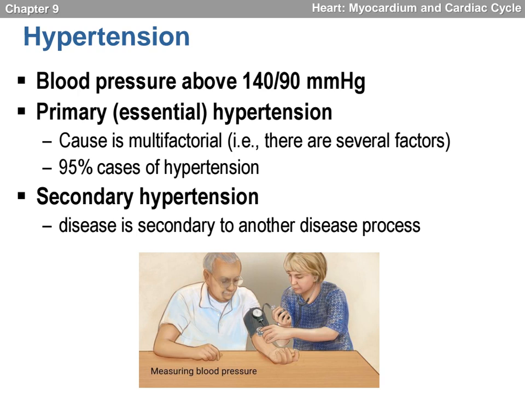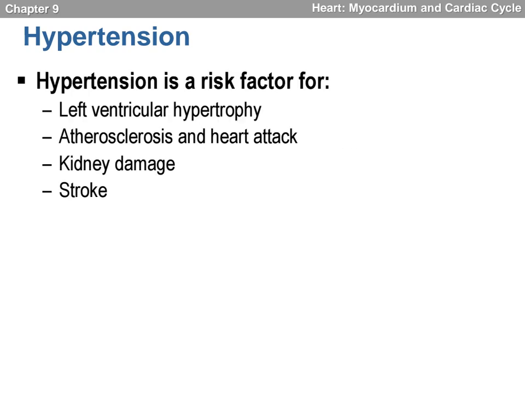Now, another type of hypertension is secondary hypertension. This is when the disease is secondary to another identifiable disease process. So, for example, someone with obstructive sleep apnea may develop hypertension, but it's secondary to their obstructive sleep apnea. Similarly, someone with kidney problems may show signs of hypertension, but as soon as you solve or ameliorate their kidney problems, that hypertension may go away.